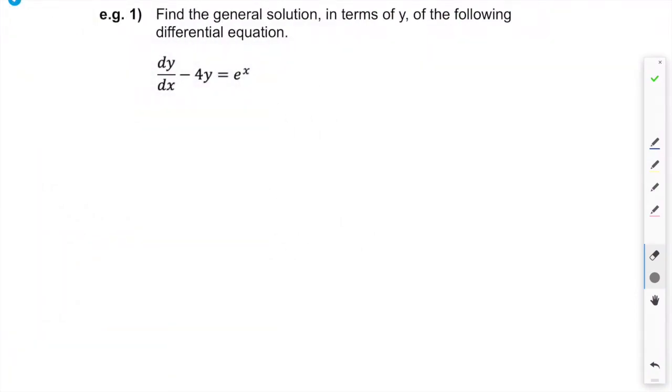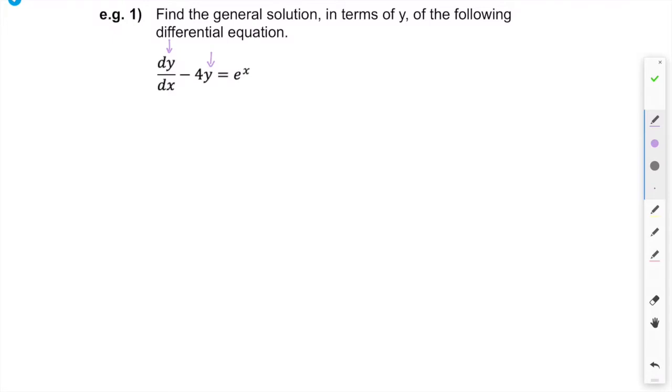So let's take a look at example 1. Find a general solution in terms of y of the following differential equation. So let's analyze this particular differential equation. Does it look like a linear differential equation? Namely, the first term is dy by dx. That's good. The second term has y in it.